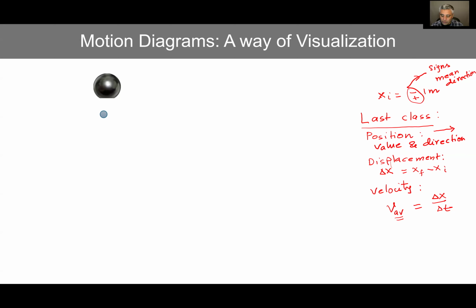So today, we will learn to visualize these things: position, displacement, velocity, by making diagrams and graph. One such diagram is called motion diagram. And another method of visualization is graph. Okay, so what is motion diagram? It's a simple idea. Okay.